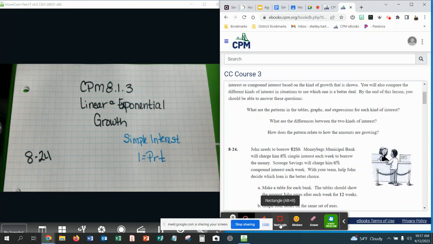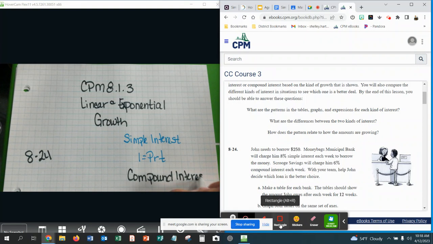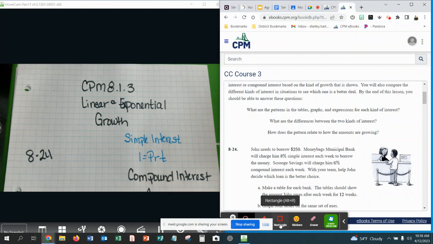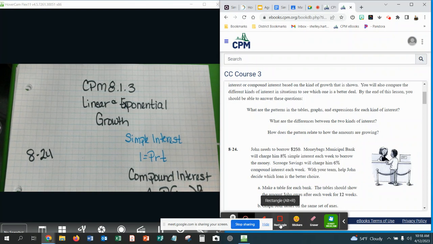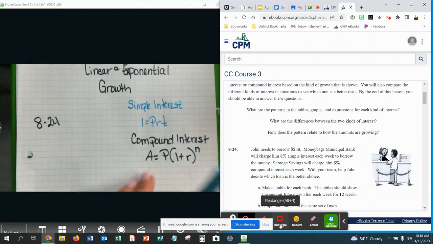Does anybody have the compound interest formula? You would have seen it yesterday. I don't have it on the board, Lizette. Compound interest per our book is going to be A equals principal times 1 plus rate to the n power. These are our two formulas that we will be working with today.